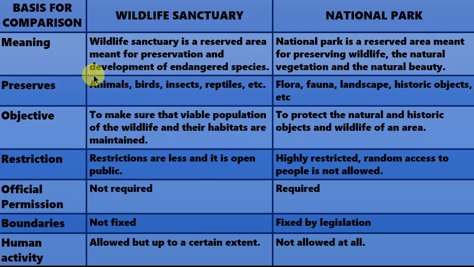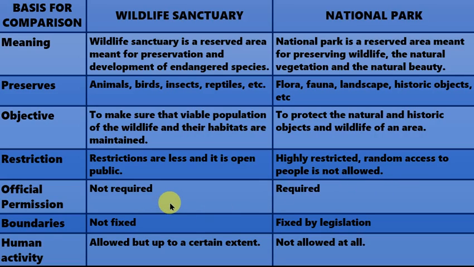What is the objective behind the wildlife sanctuary and national park? The objective of wildlife sanctuary is to make sure that viable population of the wildlife and their habitats are maintained, and the objective behind national park is to protect the natural and historic objects and wildlife of an area. Talking about restrictions, there are fewer restrictions in the wildlife sanctuary and it is open to public. Whereas on the other hand, national parks are highly restricted and random access to people is not allowed.